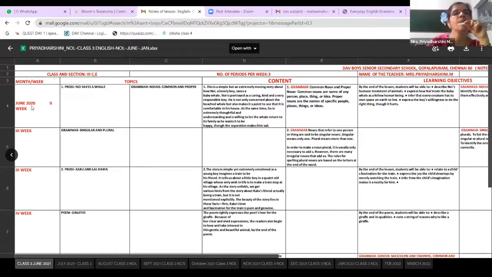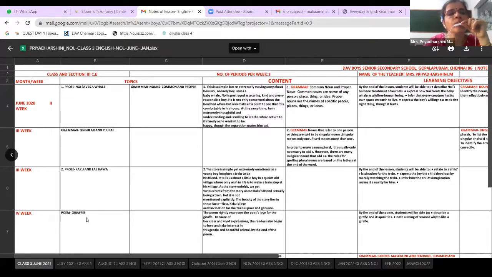See, for example, this I have taken for class 3 level, in the month of June. Probably in the month of June, those who are handling class 3 will be teaching this particular lesson, Noise Saves the Whale. Then a few grammar topics also. We choose one lesson, one poem, and one grammar concept for that particular month. We have 4 weeks, right? So we will have at least 2 lessons here. See, I have chosen Noise Saves the Whale and Kaku and Lal Hava.